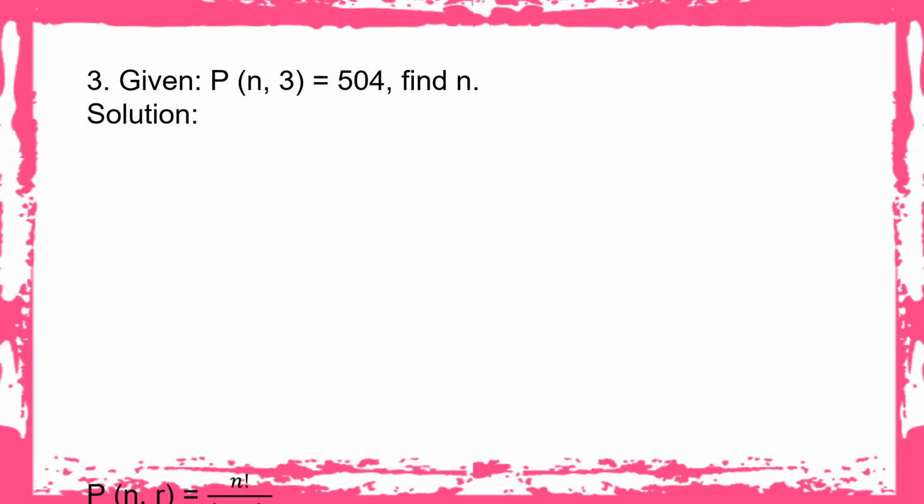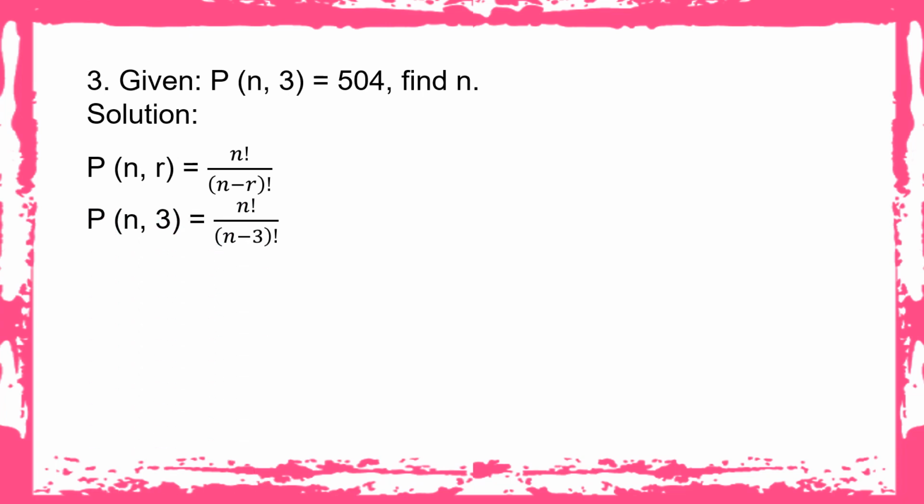Let us now move on to our example number 3, but this time you can see here that our given is permutation of n and 3 is equal to 504. This time, we need to find the value of n. So solution, of course, we need to use the formula of permutation, and by substitution, we now have permutation of n and 3 is equal to n factorial over n minus 3 factorial. Again, the missing here is the value of n.